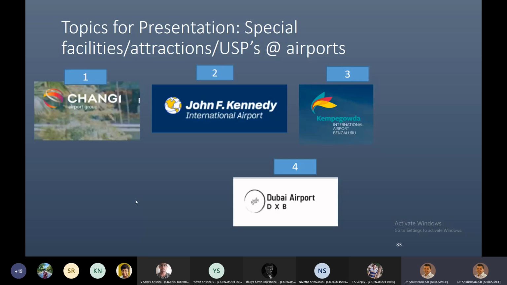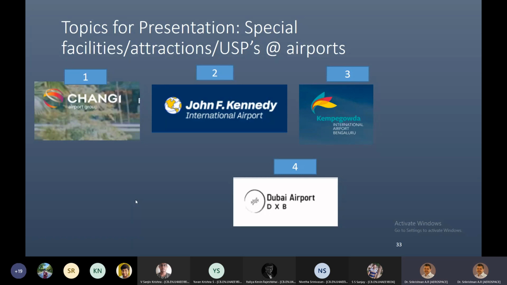So we have three airports. Team one may please talk about Singapore airport, the Changi airport. Actually, Singapore has just one more; Changi is the most important airport there, Changi International Airport. And JFK Airport, New York, again very busy, and one of the most famous airports.